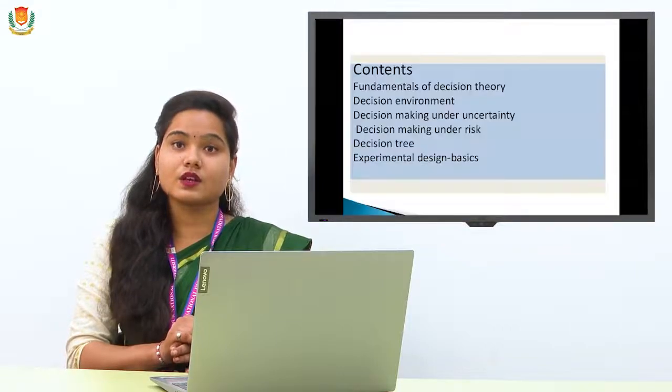Today's topic is related to that particular stream only. Today we are learning how managers take decisions in three major circumstances, which are uncertainty, certainty, or risk. How will he deal with all these sectors?